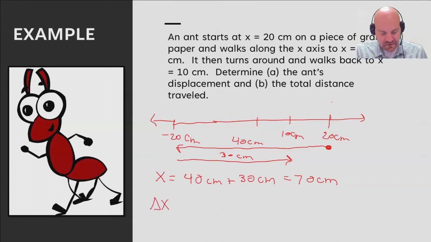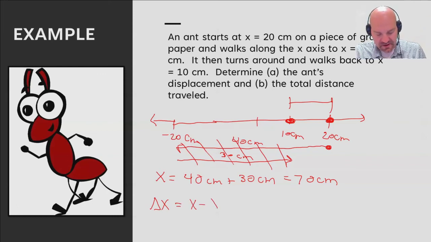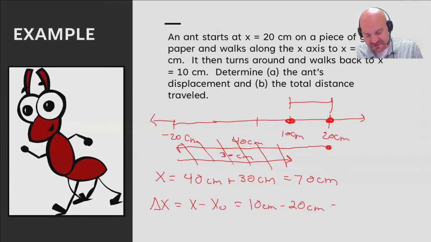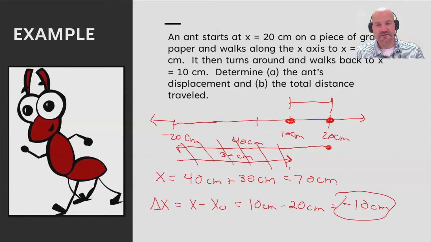Now, the displacement is very simple. My displacement is where I start and where I end. It doesn't matter what I did in between. In fact, part of the travel gets canceled out because I'm going left and then going back right. So I do x minus x0, which is 10 centimeters minus 20 centimeters, and the ant's displacement is negative 10 centimeters.